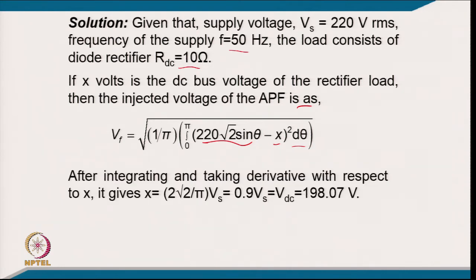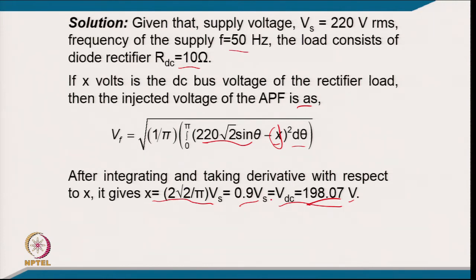So, after integrating and taking a derivative with respect to x, it gives x equal to 2 root 2 upon pi into Vs. So, it comes 0.9 Vs, and that is nothing but VDC equal to 198.07. So, what we are doing, we are minimizing this, and this minimum will take place when we integrate and take a derivative of this. This gives us the x value.